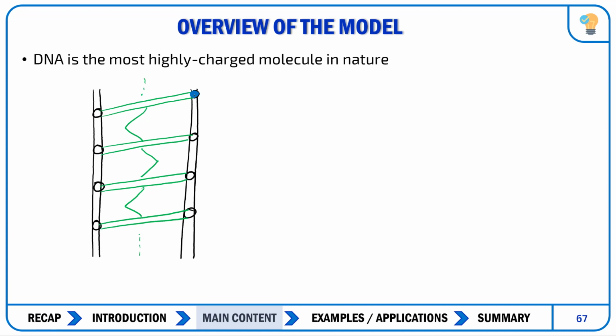We're going to call each of these a phosphate with a charge of -e, for elementary charge. And we also want to label this distance as approximately 3.4 angstrom.